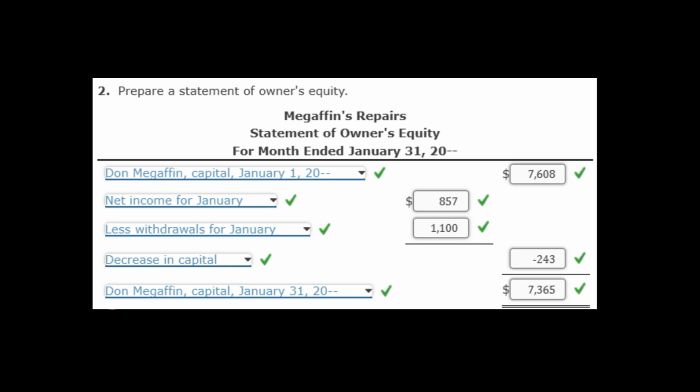Now, to figure out what his ending capital is for the month of January, you're going to take your beginning capital of $7,608. You're going to subtract $243, or you're going to subtract your decrease in capital, and that's going to give you your ending capital amount for the month.